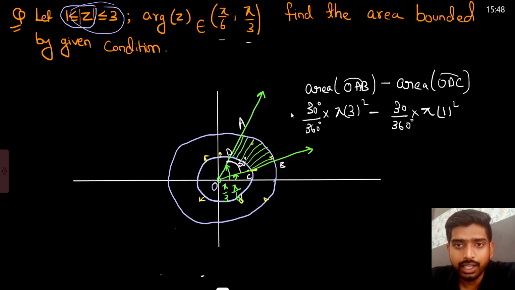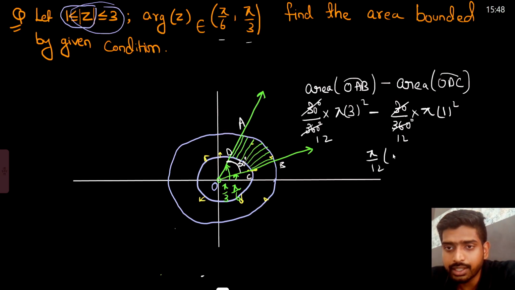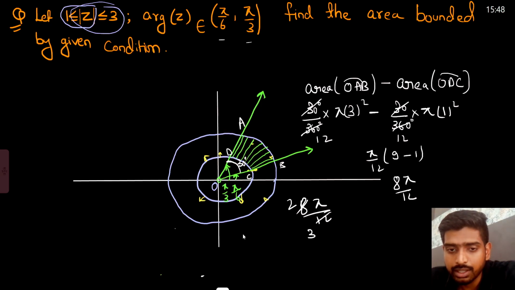Got it? Now I'll take common. This 30 and 360 I can cancel 12 times. Here also 30 and 360 I can cancel 12 times. I can take pi by 12 common. So here I'll get 3 square which is 9 minus 1. So 8 pi by 12. We can cancel with 4: 4 twos are 8, 4 threes are 12. So 2 pi by 3 square units is the required area. Got it?